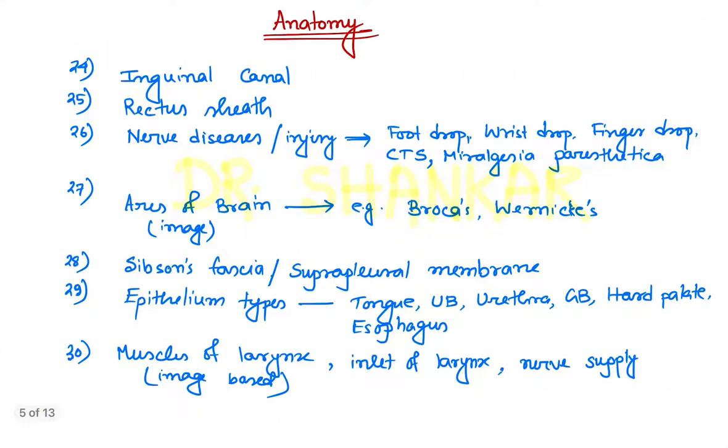Next, the inguinal canal is a very important topic, like boundaries of the inguinal canal, contents of the inguinal canal, female and male, what are the differences. Then inguinal canal related applied aspects, like direct inguinal hernia, indirect inguinal hernia, Hesselbach triangle. So these things, spermatic cord and its contents, are important.